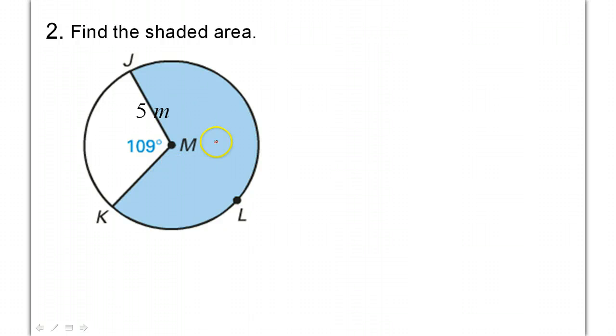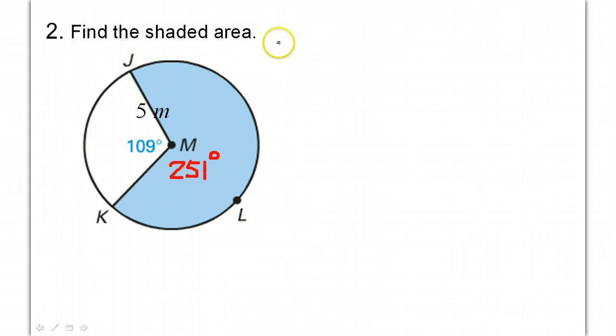Okay, we need to find the shaded area, the area of the sector. But be careful, the one thing you have to watch out for, 109 degrees is the wrong angle. We need the angle in the shaded area, not the white area. So what am I going to do? Hopefully you said let's subtract 360 minus 109. If I do that, I get 251. That's the angle we're going to use when we set this up.